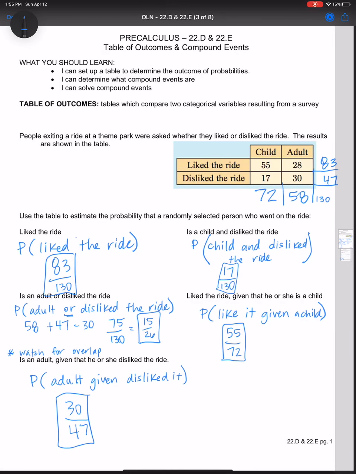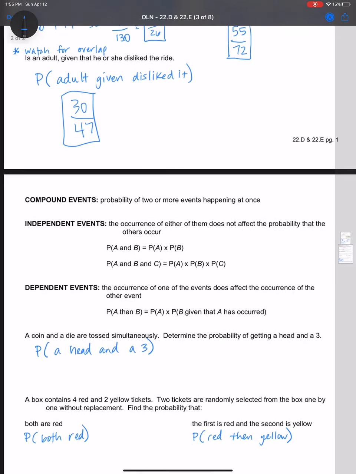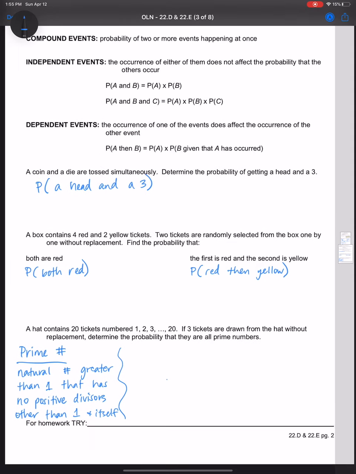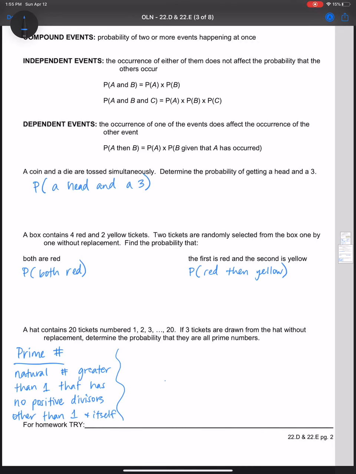All right, let's go to the back if you printed them. On the back, we're going to talk about compound events. Independent and dependent. Independent works on its own. Dependent, something happens and then the other thing takes place due to how the first thing happens.